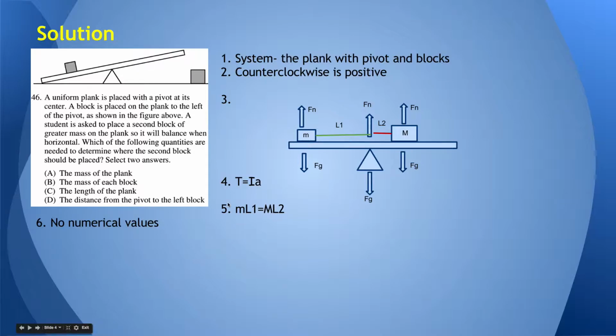And since this is an unorthodox problem, I'm not going to explicitly follow the force toolkit rotational, but this is the equation that will solve the answer. So it is m, which is the mass of the lesser block, times L1, which is that distance, equals m, the mass of the greater block, times L2, which is this distance. And there is no numerical value, so number 6 is irrelevant.